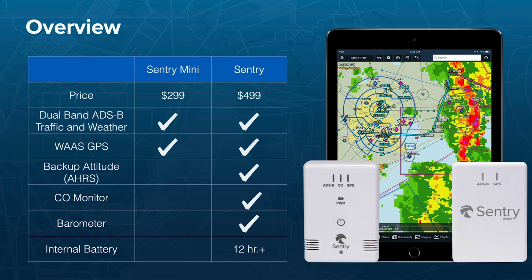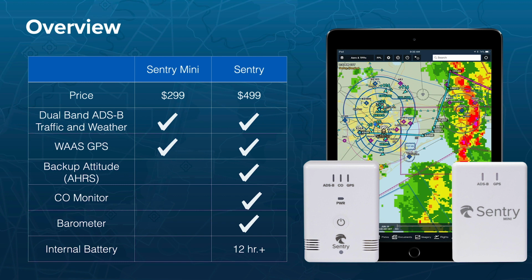Thanks, Sam. Well, let's start by talking about what the primary features of our two devices are. Sentry and Sentry Mini are both compact, powerful devices that deliver real-time weather, traffic, and other information to ForeFlight Mobile on your iPad and iPhone. The core primary features of both devices are their WAAS-capable GPS for highly precise positioning for a moving map within ForeFlight Mobile, and dual-band ADS-B traffic and weather, so that you can see real-time traffic targets on your iPad as well as real-time or near-real-time weather information like radar. And we'll cover some more about these two features in detail in a minute.